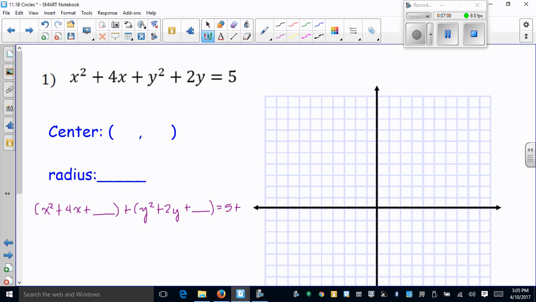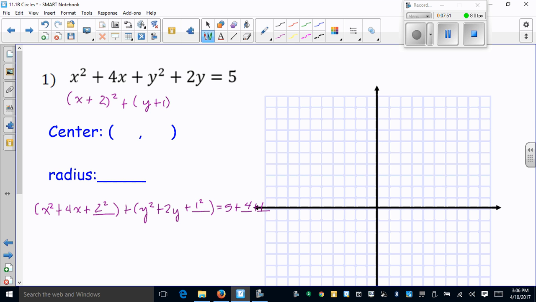Half of this guy. So half of 4 is 2, so this is going to be 2 squared. Half of 2 is 1, so this is going to be 1 squared. And 2 squared is 4. And 1 squared is 1. Now we can write it in the format in which we can use the graph. So this is x plus 2 squared plus y plus 1 squared equals 5 plus 4 plus 1 gives us 10.